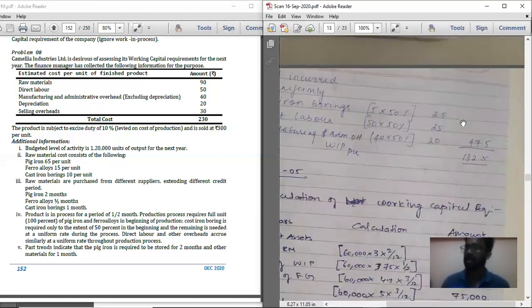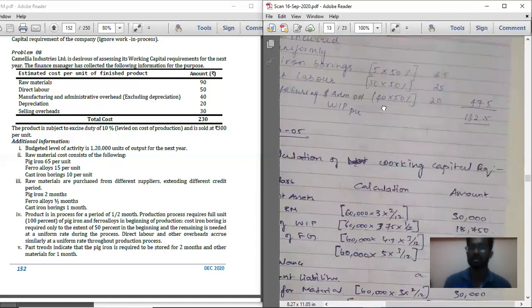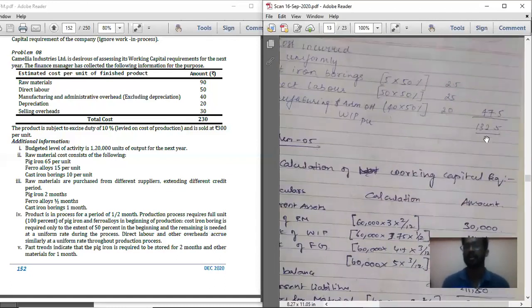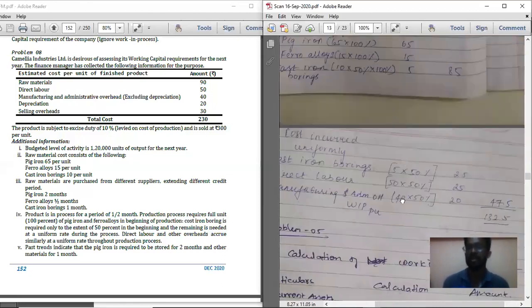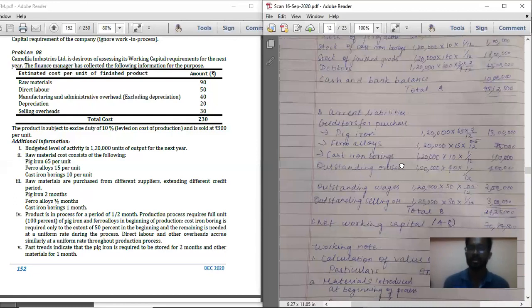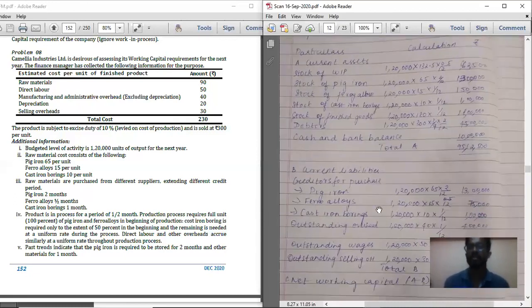So now total the outer amount column. 85 plus 47.5. Total 132.5. In respect of that 132.5, put work in progress per unit. So with this we have calculated what is work in progress per unit. So we can calculate what is the stock of work in progress now.